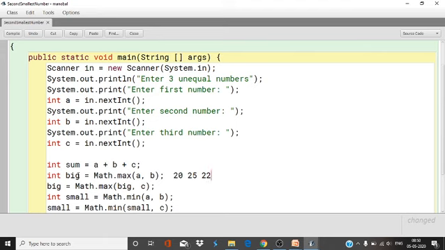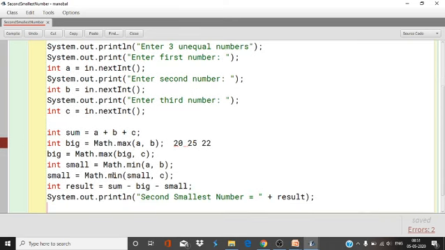Now in big, the largest number, what are we going to store? 25. How is it possible? See, a and b, which number is greater? 20 and 25. 25 is greater, so in big now 25 is stored. Now the value of big is 25, and the value of c is 22. 25 and 22, which number is greater? 25. So 25 will be stored in big. We got the big number.